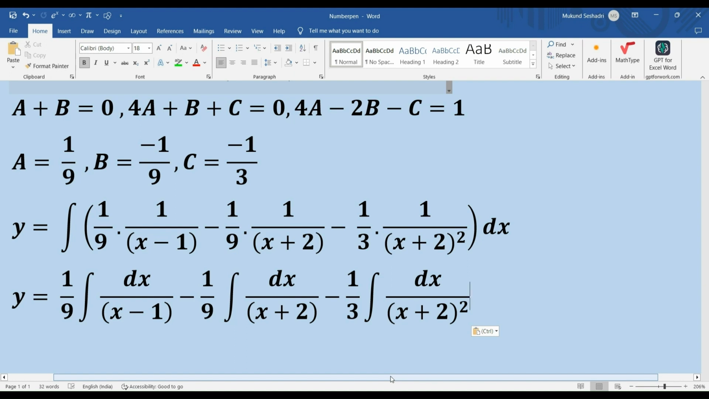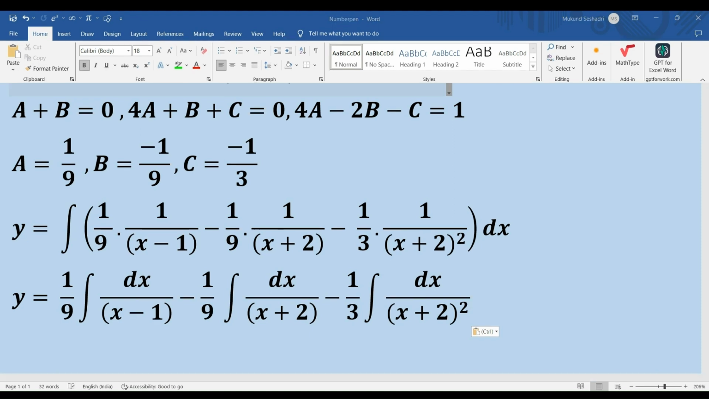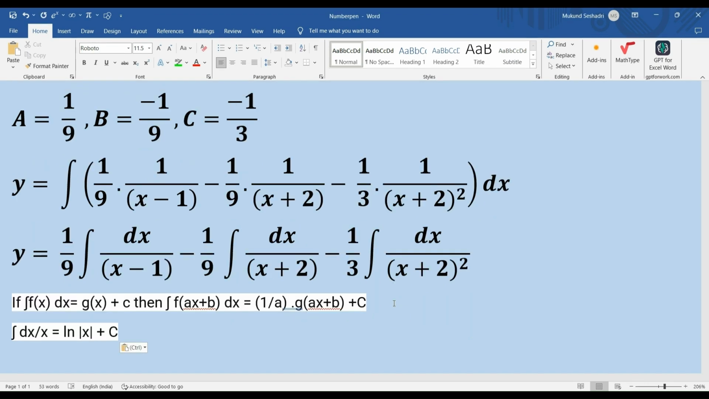So for the first two expressions, we have a function of the type 1 by x. So which are those two rules I can use to solve expressions 1 and 2, which are dx by x minus 1 and dx by x plus 2? So I'm going to write them down.